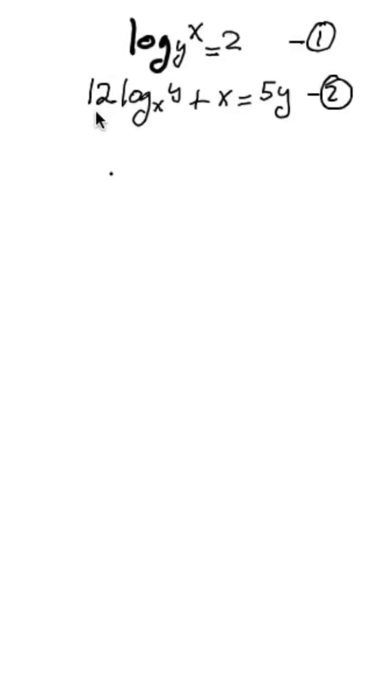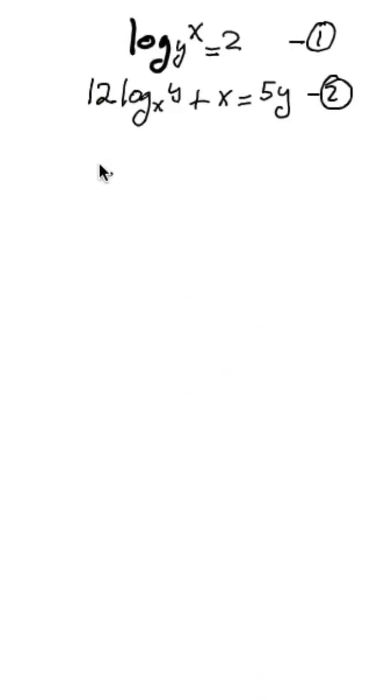x equals 2. 12 times log base x of y plus x equals 5y. And we need to solve this system. It's very interesting because we have two log terms with different bases. So in order to solve this, we need to somehow make the bases the same.